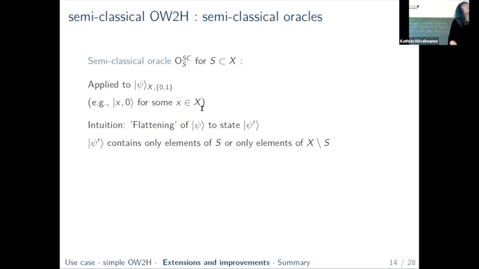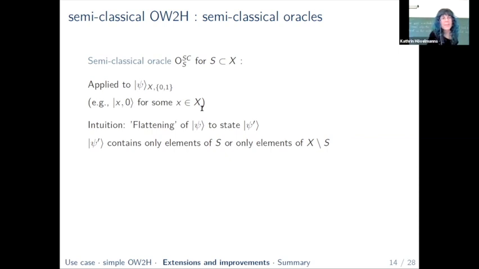So that's just the input register to the oracle. I'm just describing on what the oracle is working. And I will make this more formal in just a second.